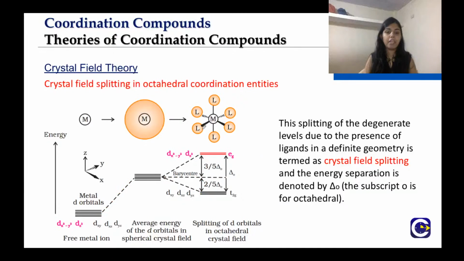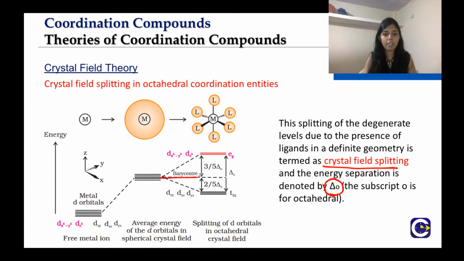Again, I'll repeat that on approach of the ligands, Eg set of orbitals will face much more interaction, much more repulsion than that of T2G. Therefore, Eg raises in energy and T2G lowers in energy, right? The energy difference between the Eg and T2G is known as crystal field splitting because we are studying octahedral complexes. Therefore, we write it as delta O. Delta O means the energy gap between the Eg and T2G.